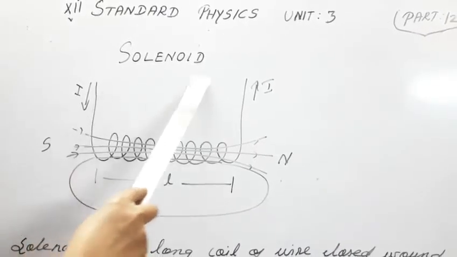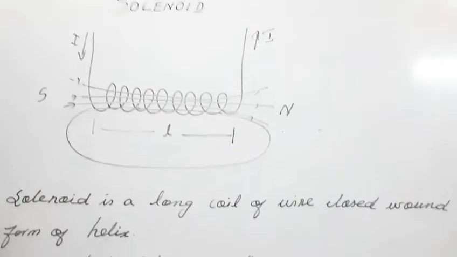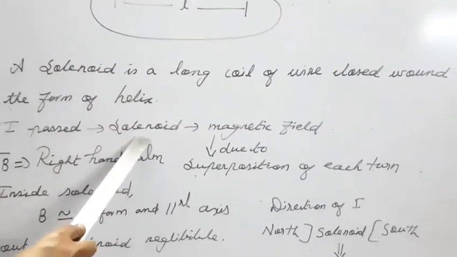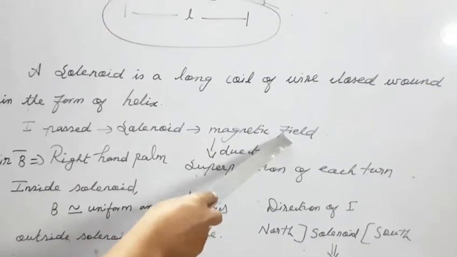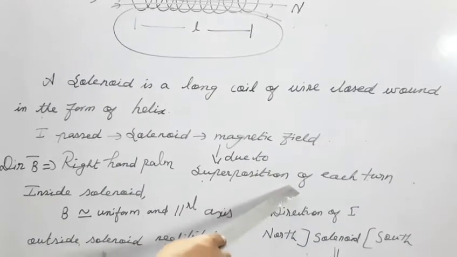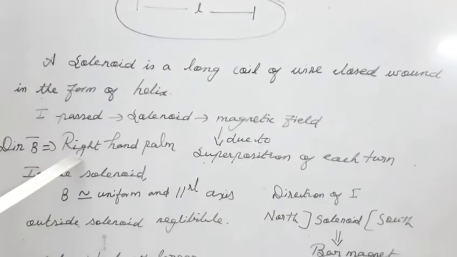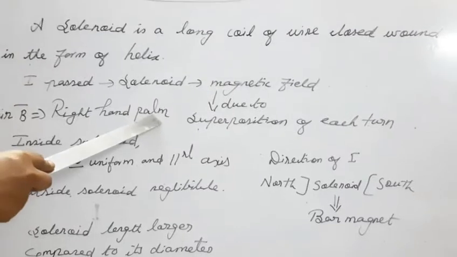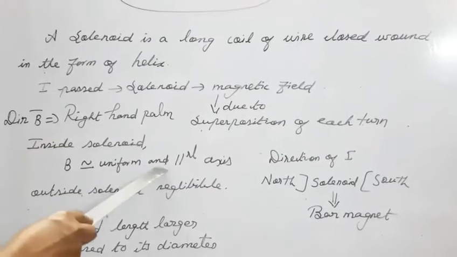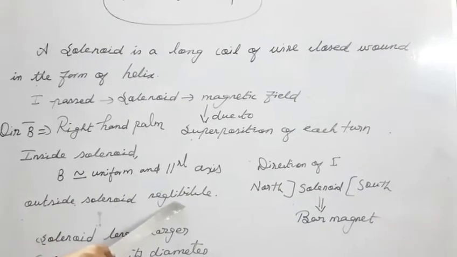Our next topic is solenoid. A solenoid is a long coil of wire closely wound in the form of a helix. When an electric current is passed through the solenoid, a magnetic field is produced. The magnetic field of the solenoid is due to the superposition of the magnetic field of each turn, and its direction is given by the right hand palm rule. Inside the solenoid, the magnetic field is nearly uniform and parallel to its axis, whereas outside the solenoid, the field is negligibly small.